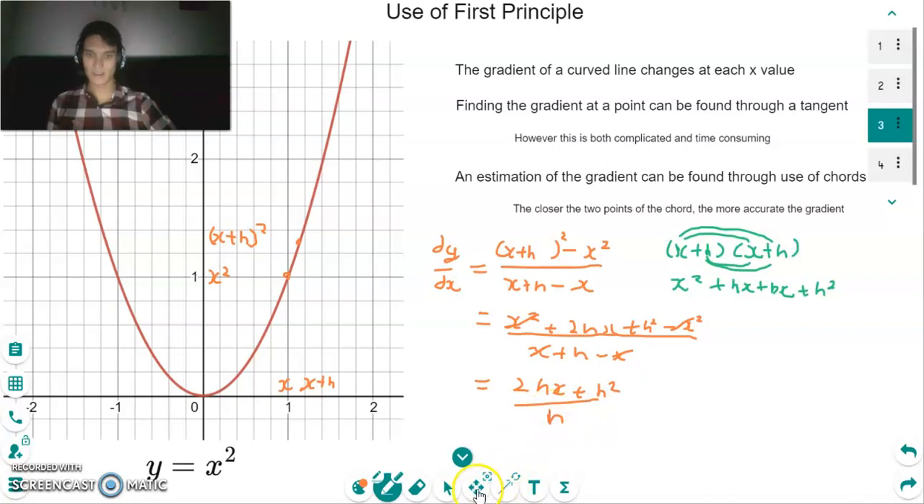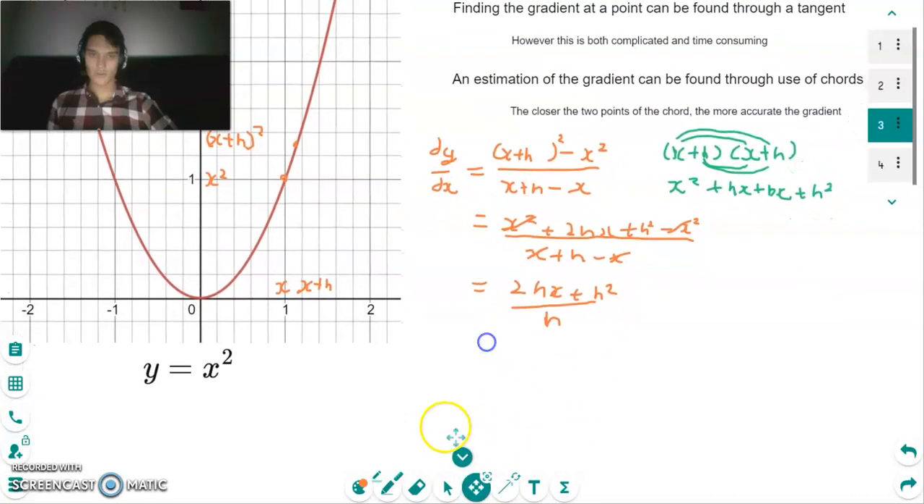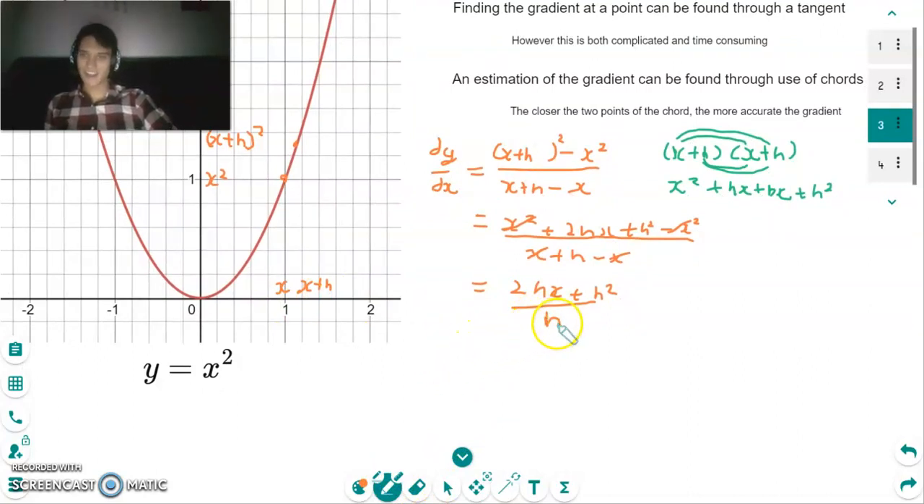Okay? So I'll scroll down to give myself some more space, especially with my atrocious handwriting. So we're going to look here and try and cancel out even more. We can see that we can divide through by h. So get rid of an h here, get rid of an h here, and so we're going to be left with 2x plus h.